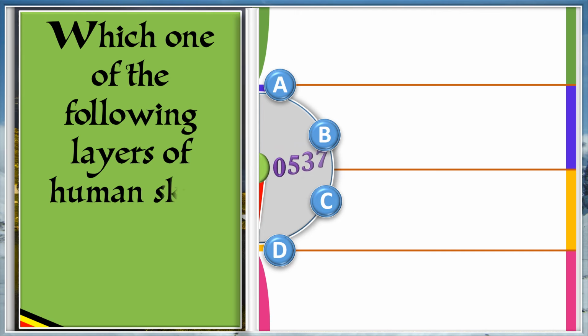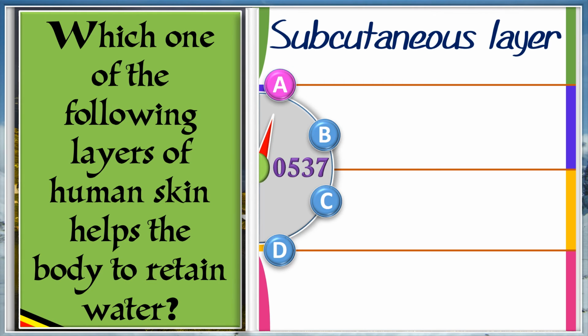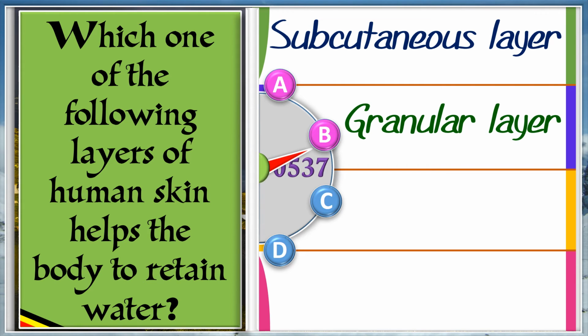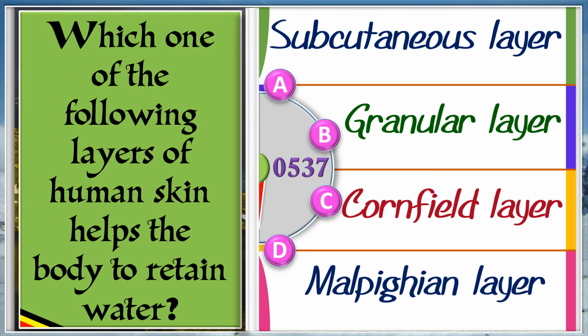Which one of the following layers of human skin helps the body to retain water? A. Subcutaneous layer. B. Granular layer. C. Cornified layer. D. Malpighian layer. And the answer is C. Cornified layer.